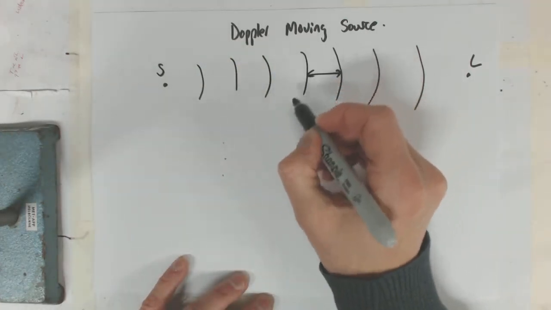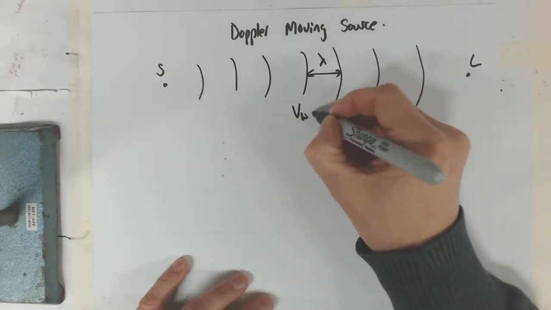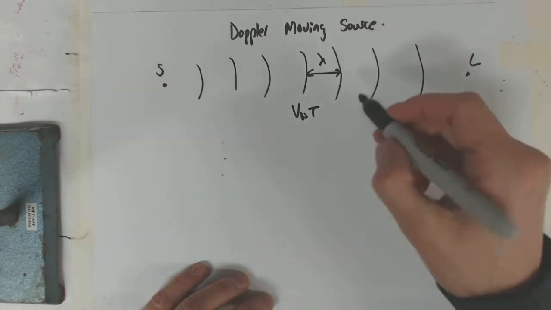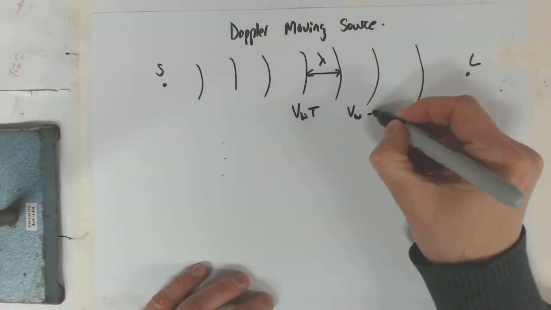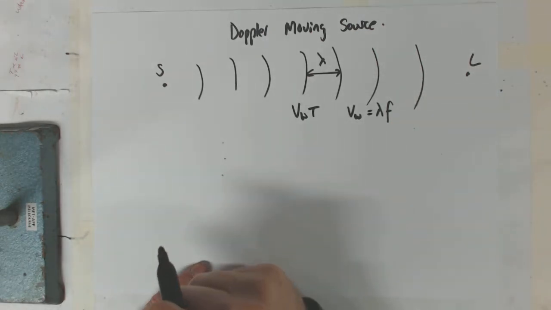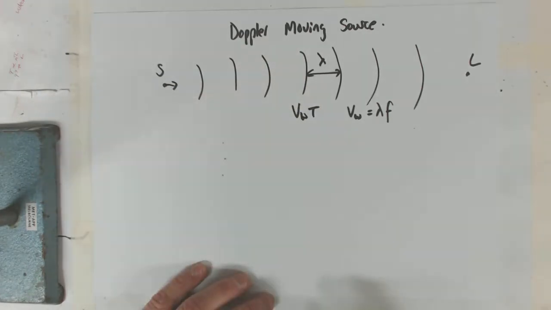Now, we know the gap between two crests is the wavelength. Let's just remember that this also is VW T, where we've got the velocity of the wave times the period of the wave. That just comes from our normal formula, which is VW equals wavelength times frequency, frequency being 1 over T. So the issue we've got is what happens when the source actually moves.